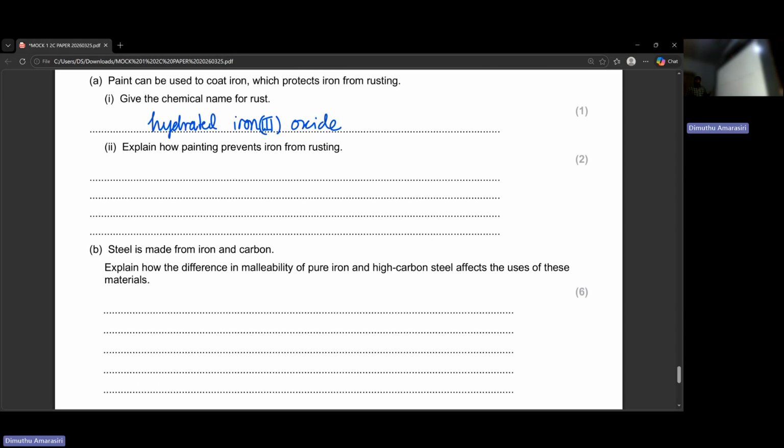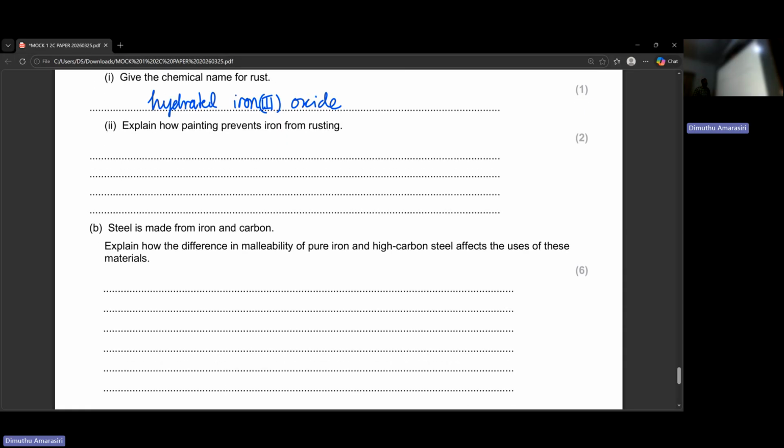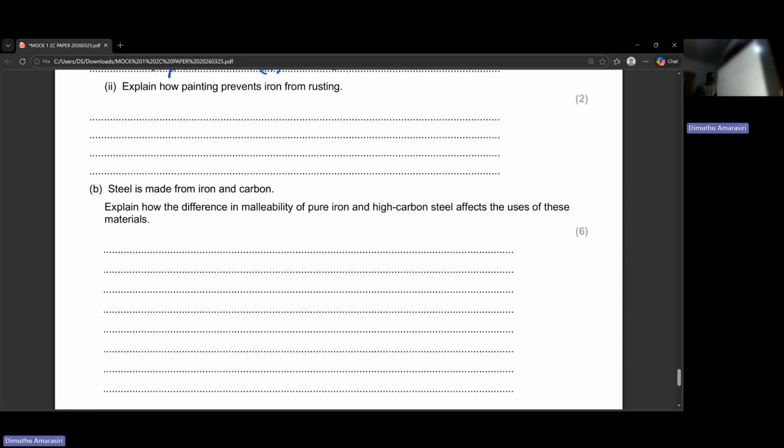Steel is made of iron and carbon. Correct? Explain how the difference in malleability of pure iron and steel is important. It could be a 5 mark or a big 6 mark question, highly possible to appear in the papers.